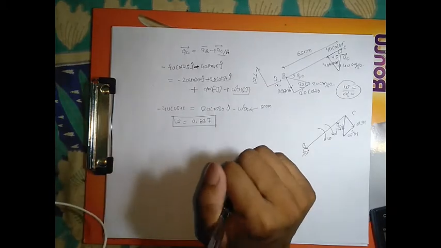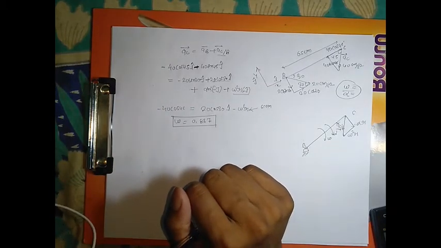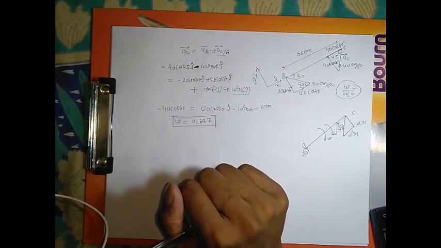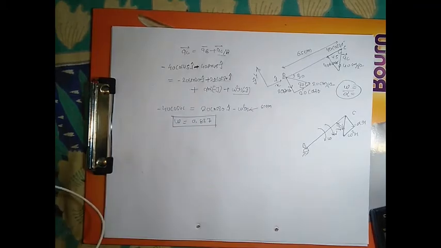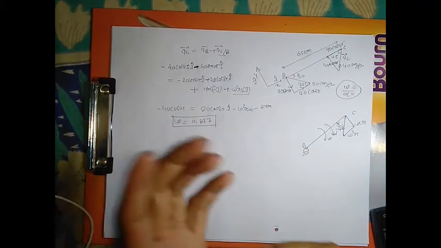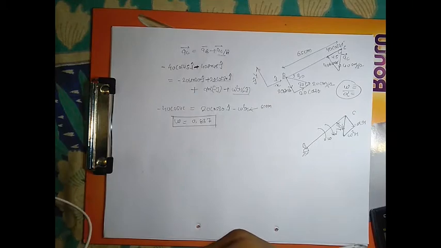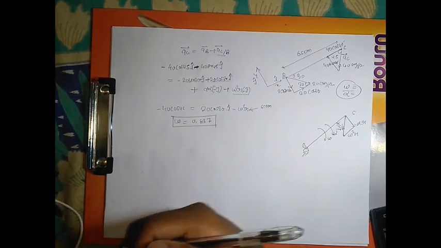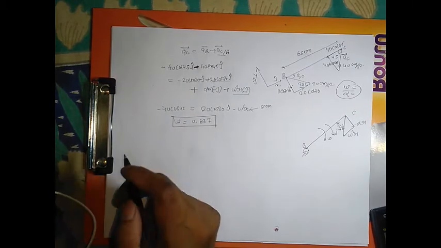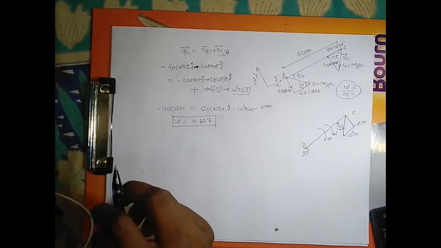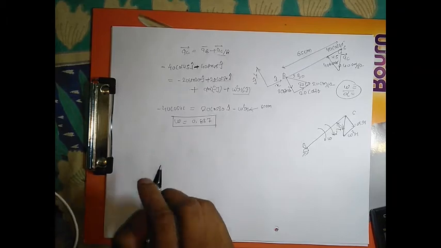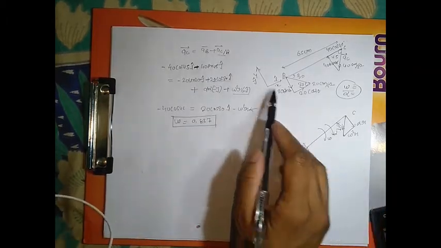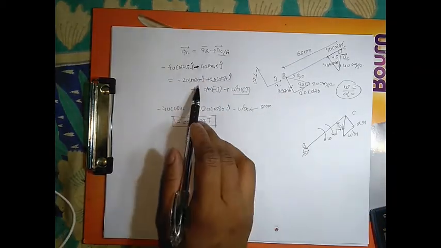At the start of the video, I didn't tell you what you have to find. You have to find omega and alpha. I forgot that, so sorry for that. But I think you have seen it in the thumbnail, so you know what you have to find.